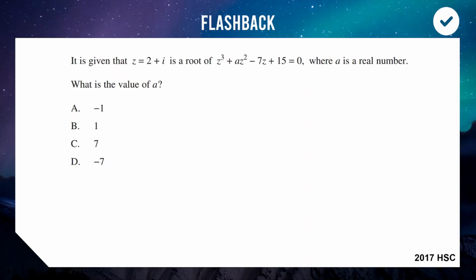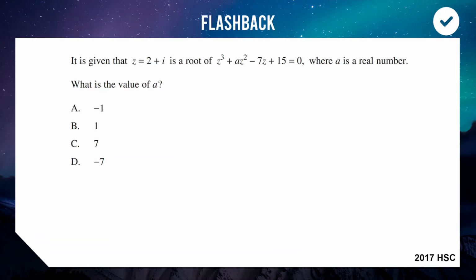Starting off with a flashback from lesson 2 on polynomials, we've got: if z equals 2 plus i is a root of this polynomial where a is a real number, what is the value of a? If you think you know how to solve it, please pause and have a go yourself before I run through my solution.